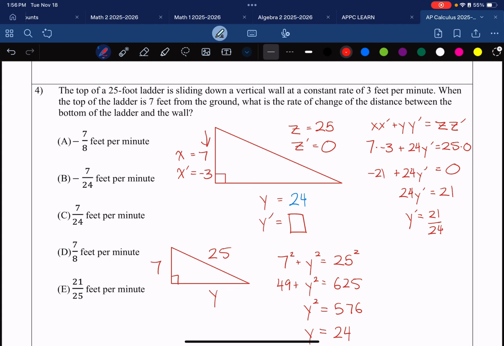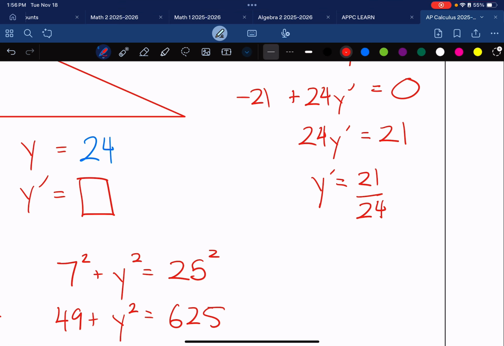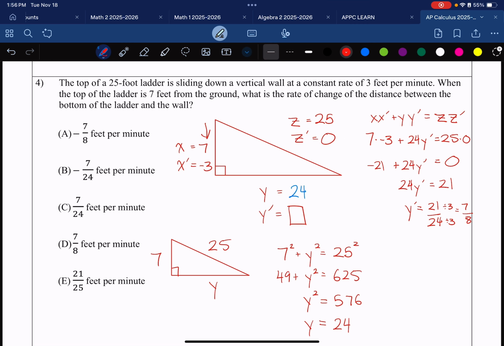That should be the answer. I'm not seeing that answer. I mean, it was close. Divide the top and bottom by 3. Silly, Mr. Sindel. Okay, divide top and bottom by 3. If I do that, I get 7 over 8. And 7 over 8. Ooh, that's a problem. I see two 7 over 8s.